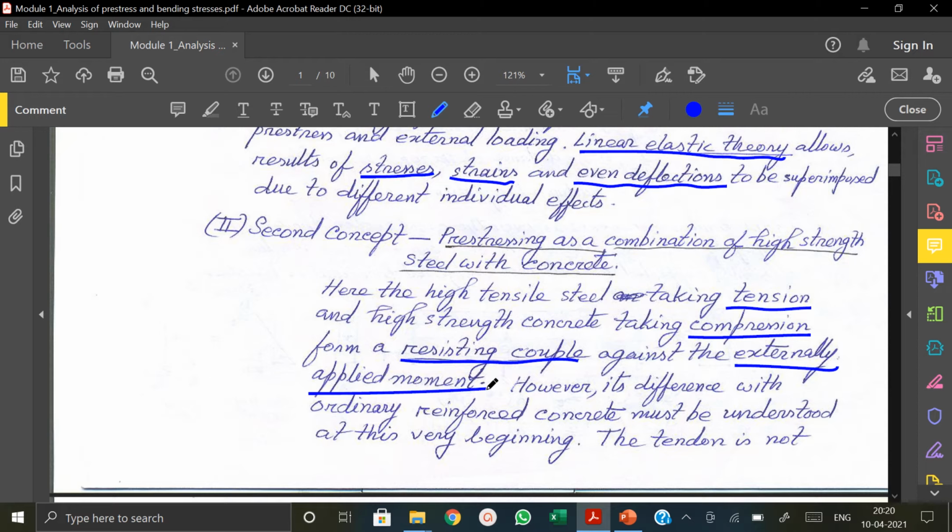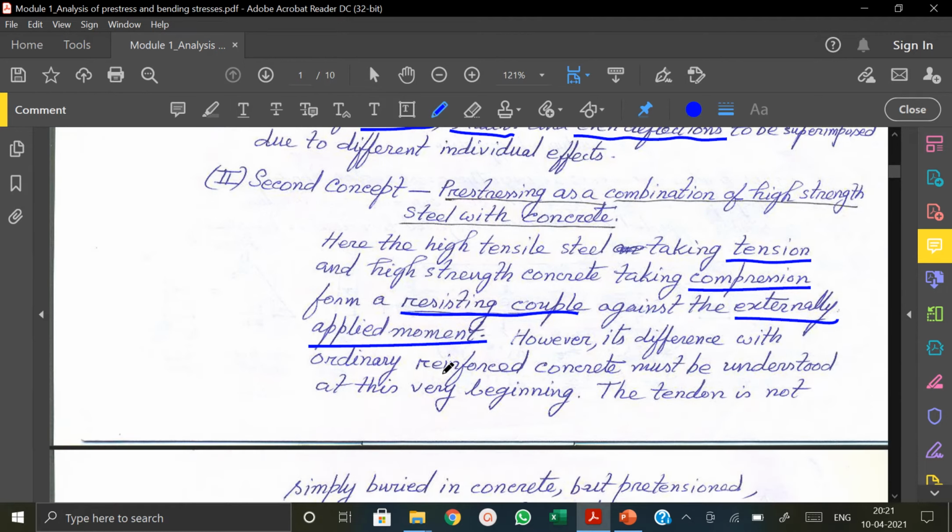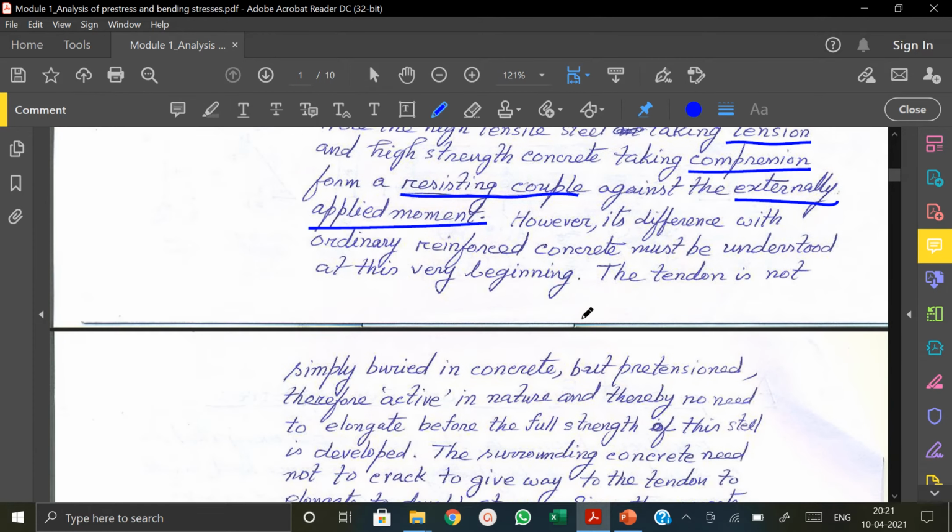However, its difference from ordinary reinforced concrete must be understood at the very beginning. We need to understand the concepts, how it behaves differently from ordinary reinforced concrete. First of all, the tendon is not simply buried in concrete but pre-tensioned. Therefore, it will always be active in nature. That is, it is always under high tension. It's not sitting simply, it's always working throughout its service life.